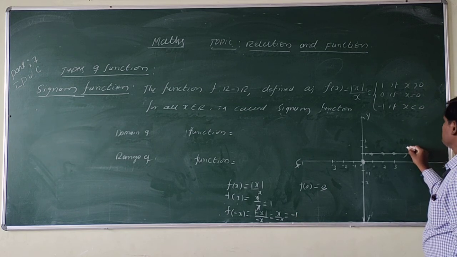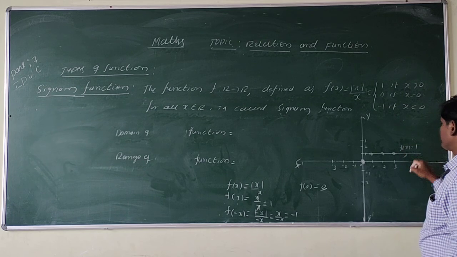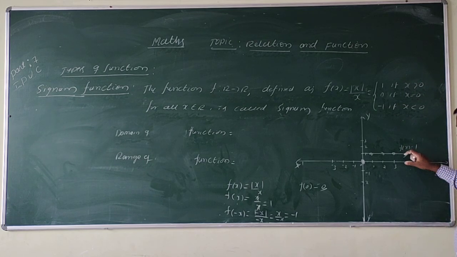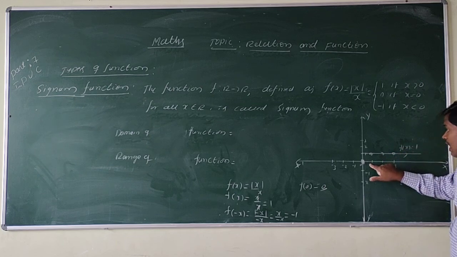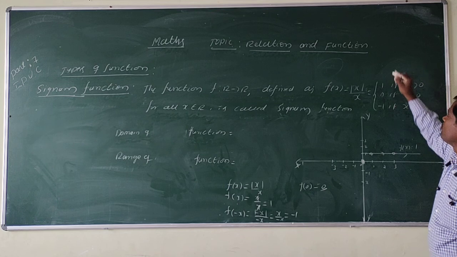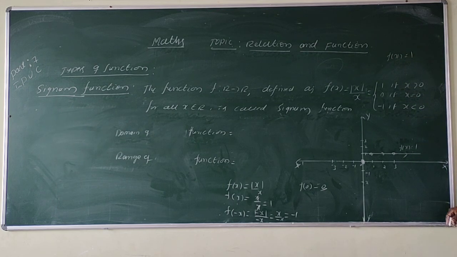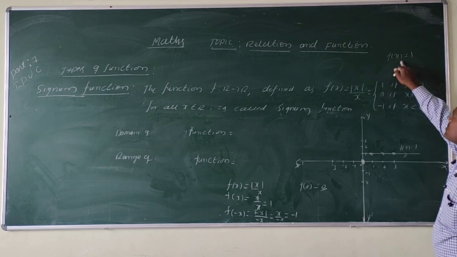So f of x is equal to 1. Okay, so this is a line parallel to the x axis at the distance of 1 unit. Already you know that f of x is equal to 1, is it or not? f of x is equal to 1 is a constant function. It is parallel to the x axis at the distance of 1 unit.